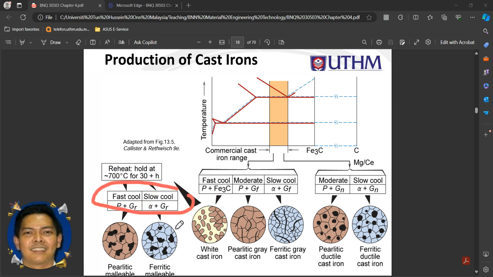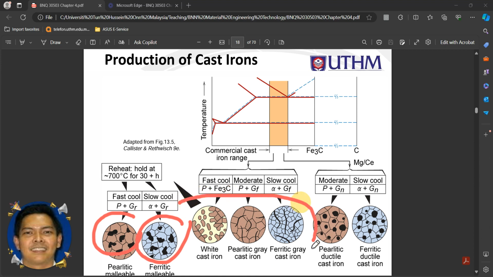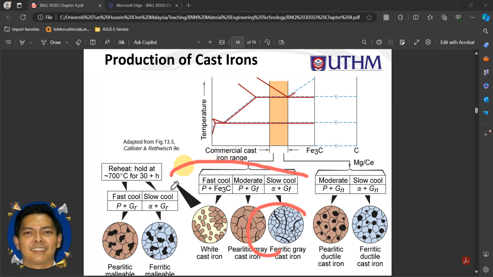So it will take the shape of either pearlitic malleable or ferritic malleable. To get the shape of white cast iron, pearlitic gray cast iron, or ferritic gray cast iron, you need to conduct the cooling at a fast cooling, moderate cooling, or slow cooling, depending on the type of microstructure that is required as your final product.